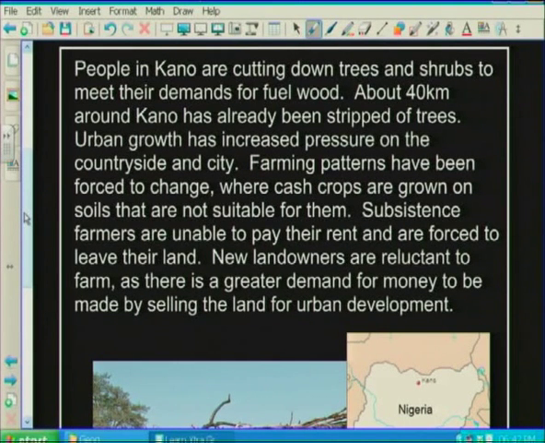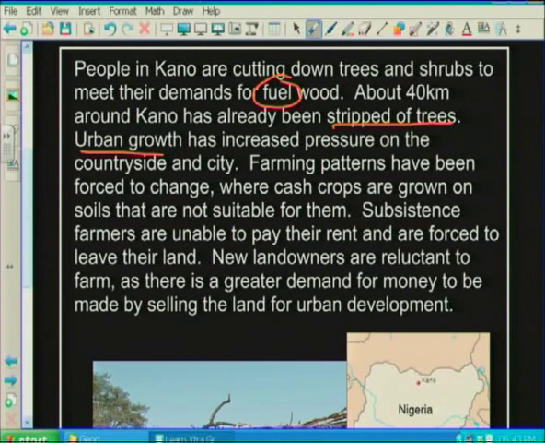So it reads as follows. People in Kano are cutting down trees and shrubs to meet their demands for fuel wood. People need wood to cook, clean, to make fires, for cooking, boiling water for cleaning, etc., etc. About 40 kilometers around Kano has already been stripped of trees. Urban growth has increased pressure on the countryside and city. So we've got some big issues coming here, environmental management issues, deforestation, etc., etc.